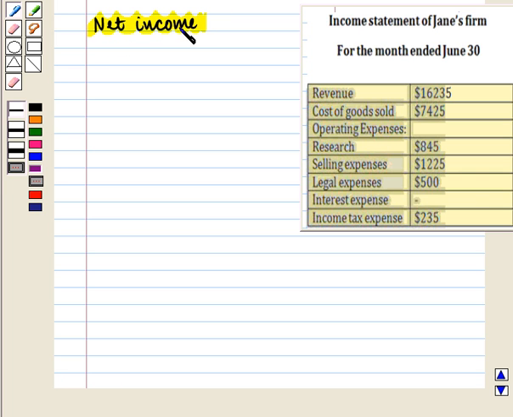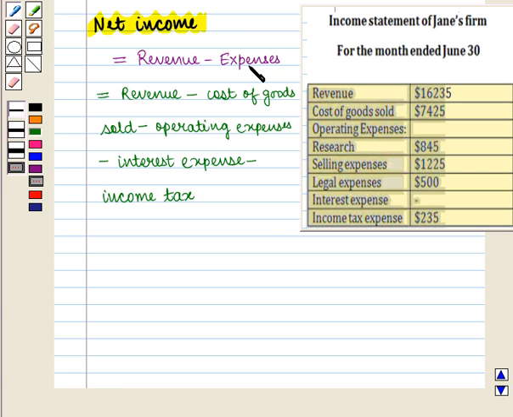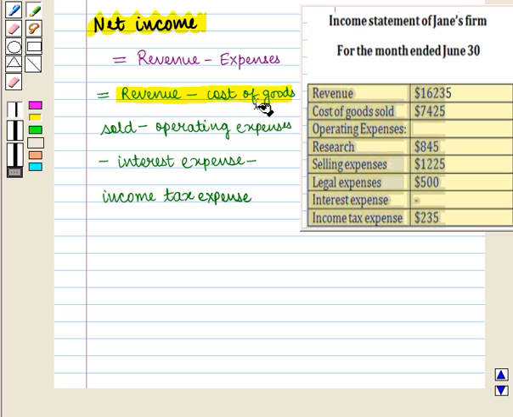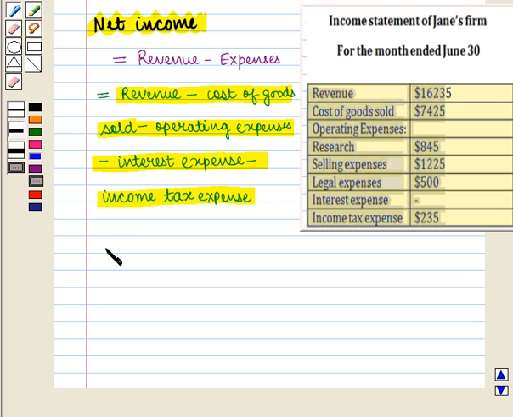Now we will find net income. We know that net income is given by revenue minus expenses. Now, expenses include cost of goods sold, operating expenses, interest expense and income tax expense. So, net income will be given by revenue minus cost of goods sold minus operating expenses minus interest expense minus income tax expense.